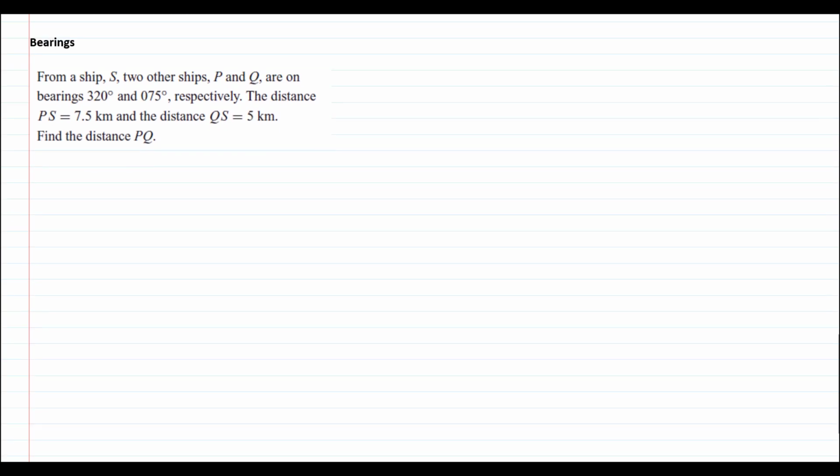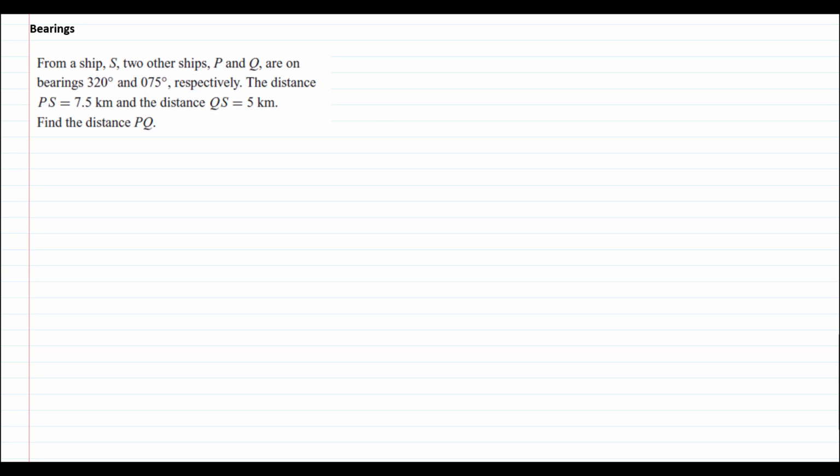And lastly, I have a bearings problem to work with. So let's start again by drawing the diagram. Now I've read the diagram ahead. I have from ship S, P and Q are on bearings 320 and 075 respectively. So that means that P matches 320 because they're in order. That's what respectively means. So I know that 320 is in that direction and 75 is in this direction.